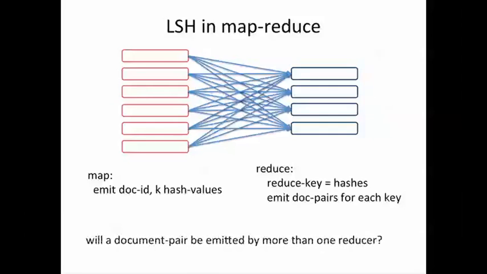An interesting question is, will a document pair be emitted by more than one reducer? And suppose we wanted each pair to be emitted only once. What would we do then?